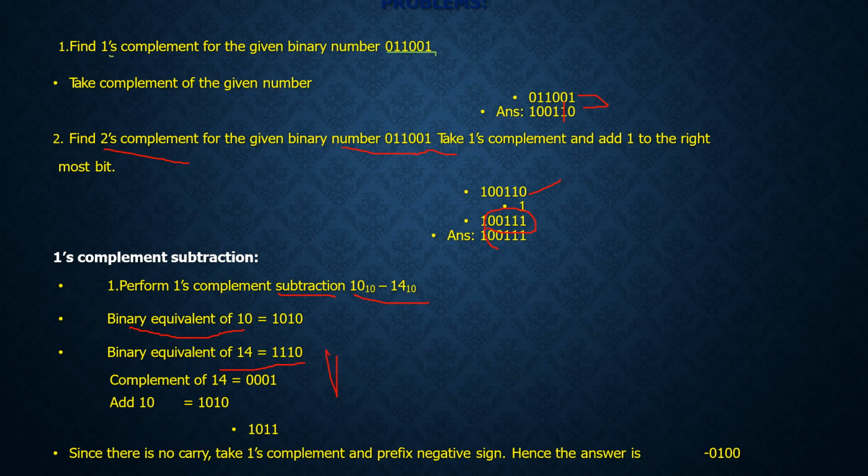Since there is no carry, this is a no carry condition. What will you do? You will do the 1's complement for the output obtained and put a negative sign in the front. If there is a carry, you will write whatever value is obtained. Since there is no carry, listen carefully, you will do the 1's complement for the output and put a negative sign. That is very important: negative sign in the front.